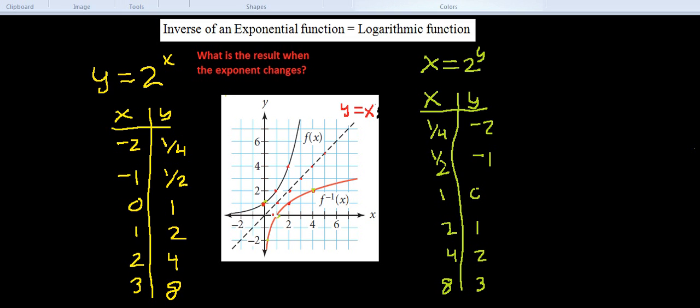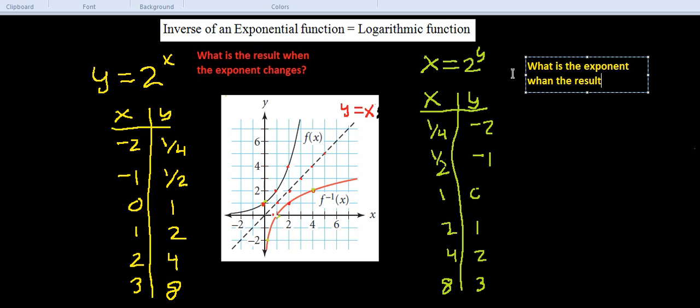Now, likewise, if we're looking over here, the logic will change from here to here. So result and exponent, those terms would just interchange just like our y and x. So the question that we're asking here for our inverse is, what is the exponent when the result changes? So we have different things going on here.